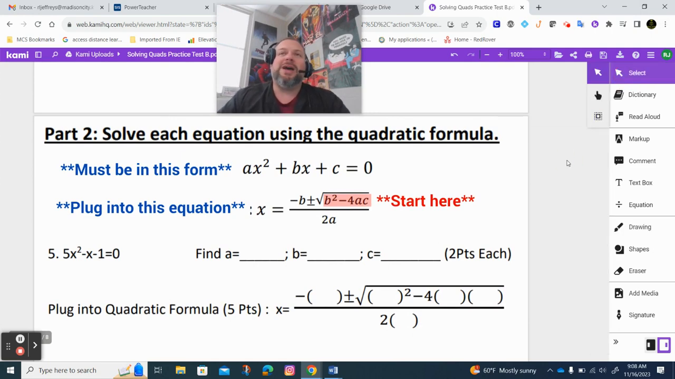Now, since you have an orange sheet that you can use as a reference for your test, I would write this down. It must be in this form: ax squared plus bx plus c equals 0. And you're going to plug it into this equation, x equals negative b plus or minus, all that.